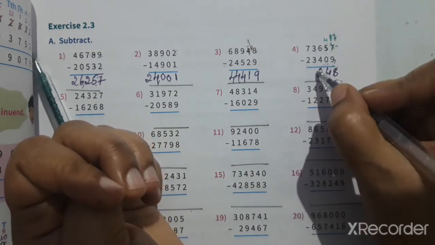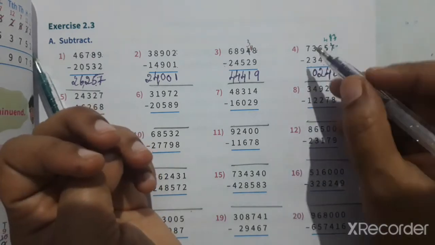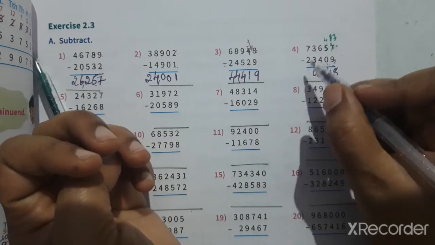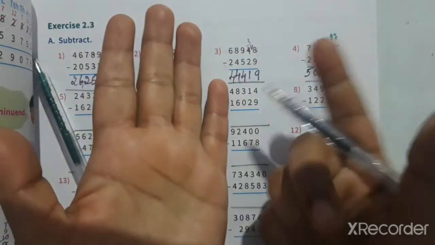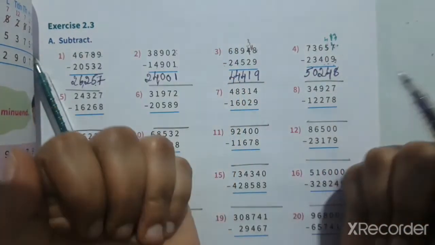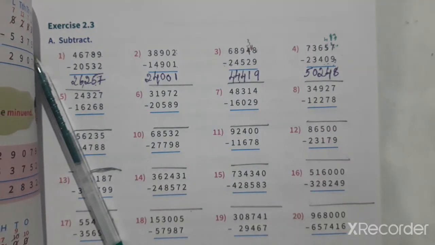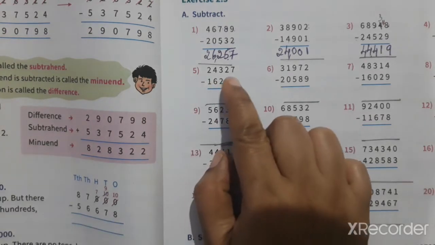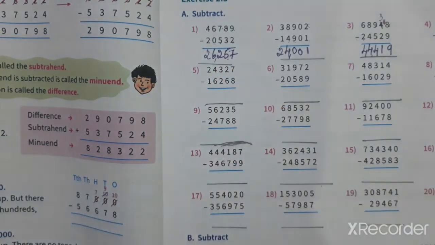3 minus 3 means 0. We have 3 rupees. Spend 3 rupees to buy eraser. So 3 only. 7 minus 2 means 5. 7 in your hand. Okay, 2 is subtracted. Remaining is 5. Answer is 50,248. So here it is difficult to write the borrowed numbers. I'll do it on the board.